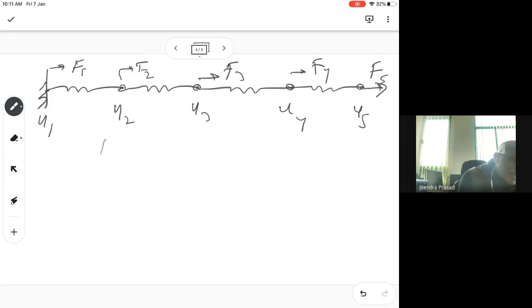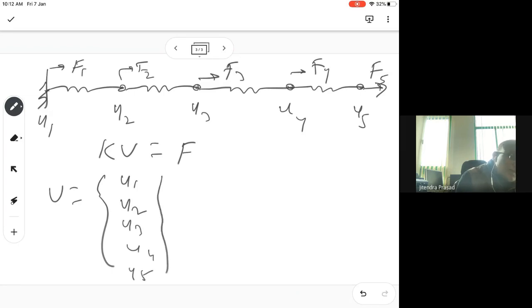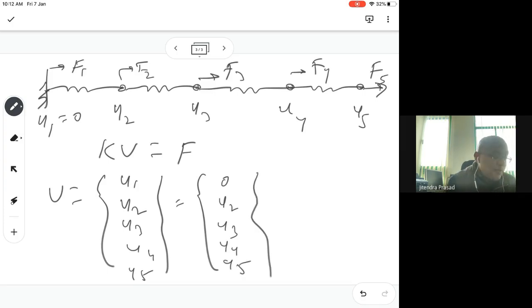So when we say Ku equal to F, in this term, what it means is that U is nothing but U1, U2, U3, U4, U5, where U1 equal to 0. So we have the 0, then U2, U3, U4, U5. So we have this.